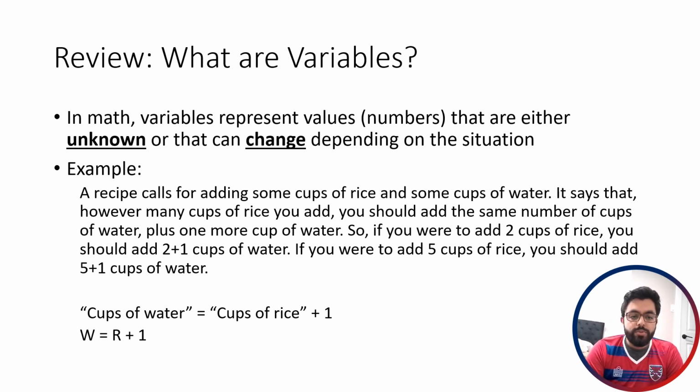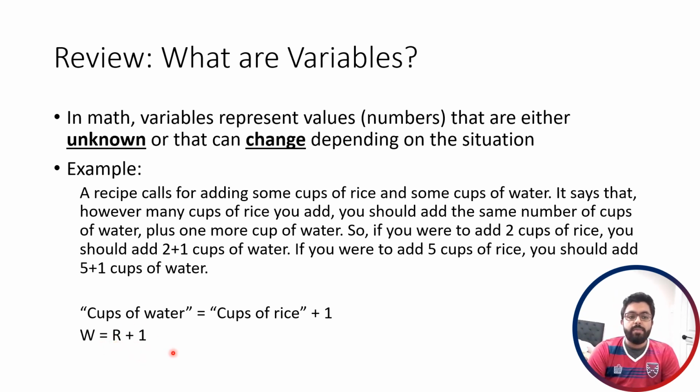So this is the type of situation where it could be useful to write this out in a mathematical expression. We've said that the cups of water that you should put in is going to be the number of cups of rice plus 1 extra cup of water, right? So if you were to write this out algebraically, to look like an algebra problem, then you could say W for water is equal to R for rice plus 1, right? Cups of water, W, is equal to cups of rice, that's R, plus 1.